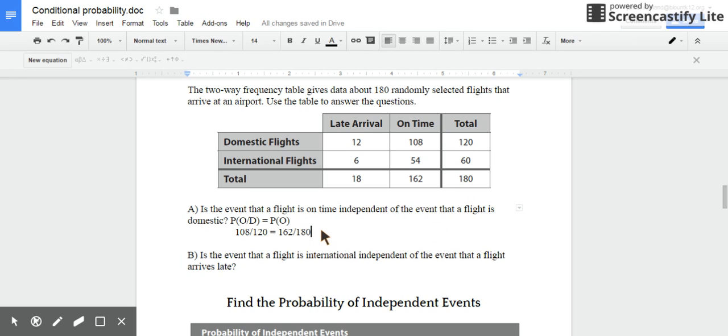If we crunch these numbers, you're going to find that you've got 90% on time out of domestic flights, and this is also 90% for your on-time flights. So this shows you that you do have independent events, being on time versus being an on-time domestic flight. So this is an independent event.